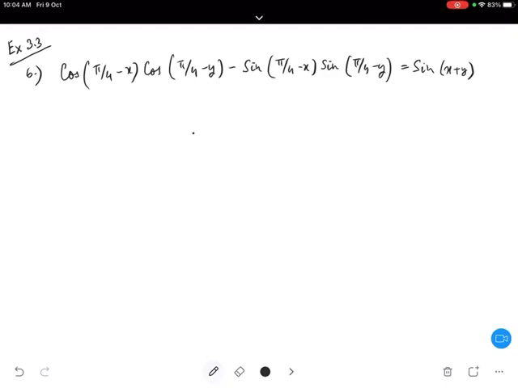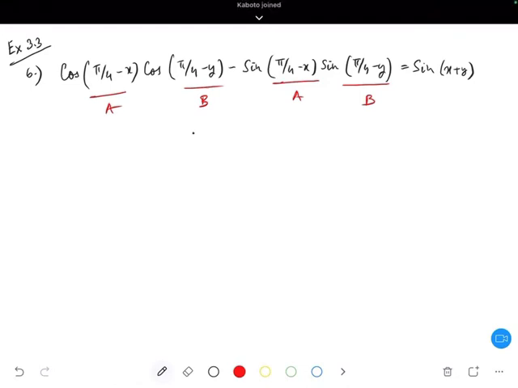So look at here. If I look at this carefully, what I see in here is cos A cos B. This one is A and this one is B. Cos A cos B minus sin A sin B. Yes or no? And whose formula is that? Cos A cos B minus sin A sin B. Whose formula is that, guys?